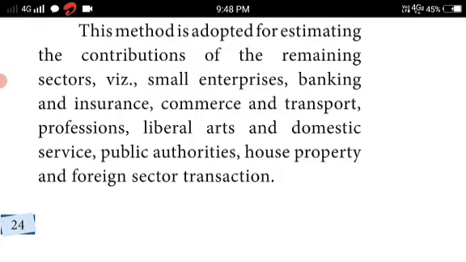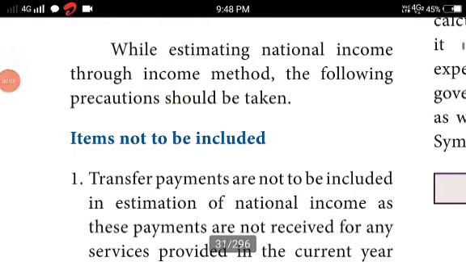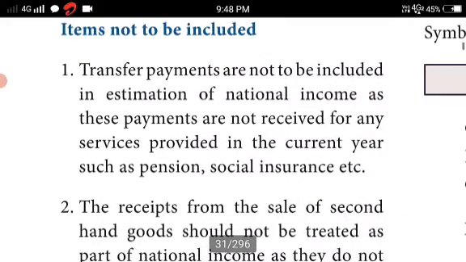What are the precautions? While we are estimating the national income through the income method, the following precautions should be taken. Transfer payments are not to be included in estimation of national income, as these payments are not received for any services provided in the country in the current year, such as pension, social insurance, etc. So transfer payments are not included. Pension and social insurance are not included here because these are all provided by the government to the public.